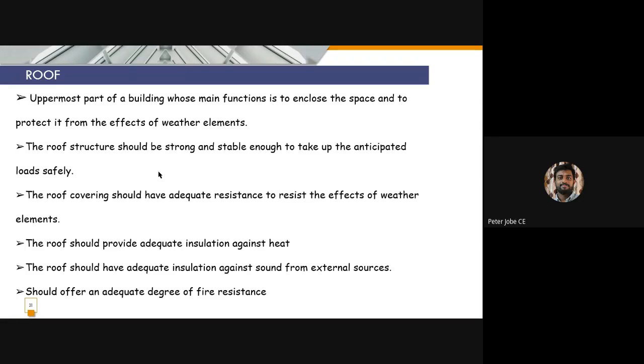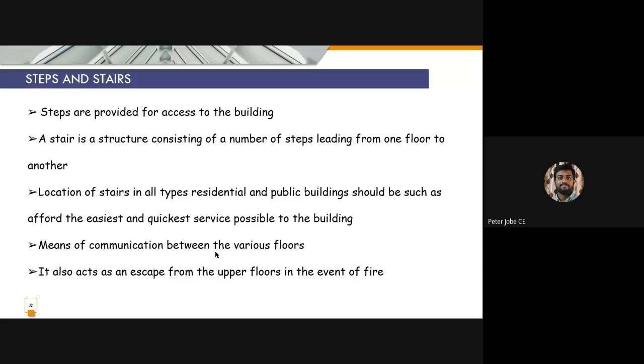It should be stable enough to carry all those loads. The roof covering should have adequate resistance to the effect of weather elements that we have discussed. The roof should provide adequate insulation against heat, adequate insulation against sound from external sources, and should offer an adequate degree of fire resistance. So these are the functions of roof. I don't think there is need for more explanation to this. And next is the steps and stairs.